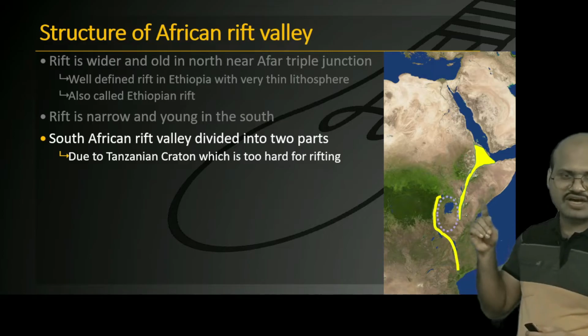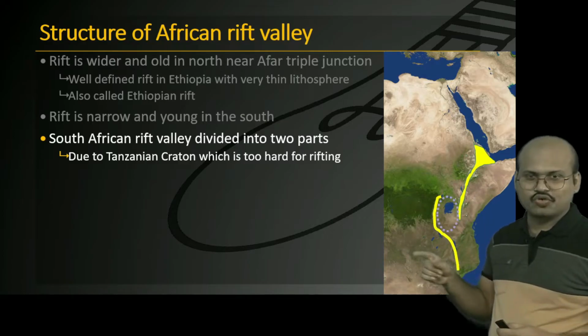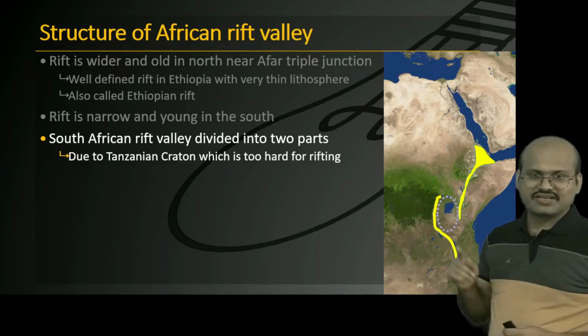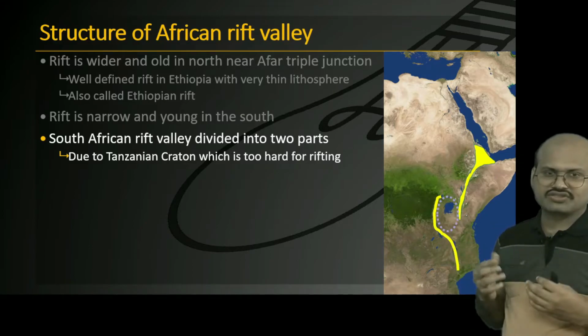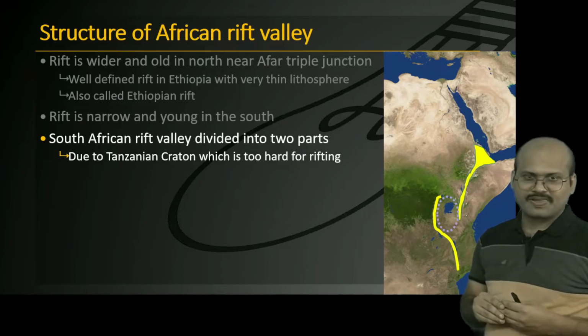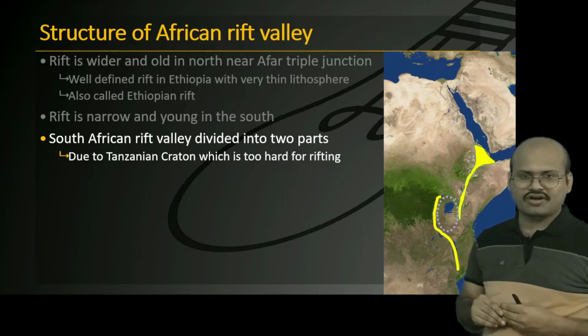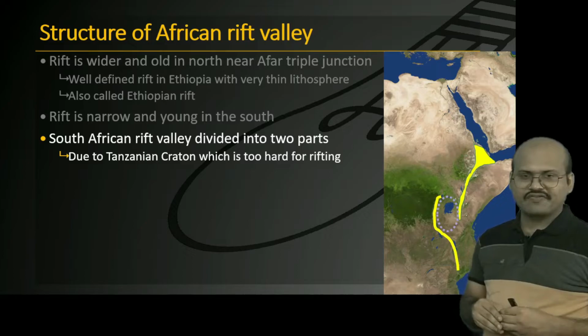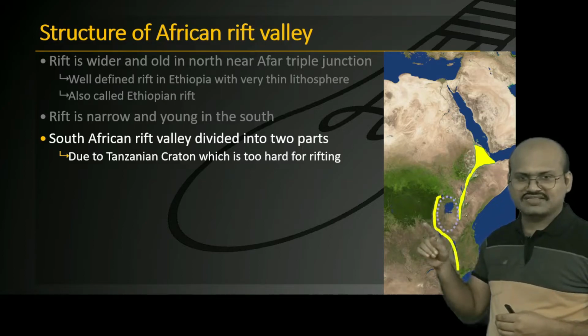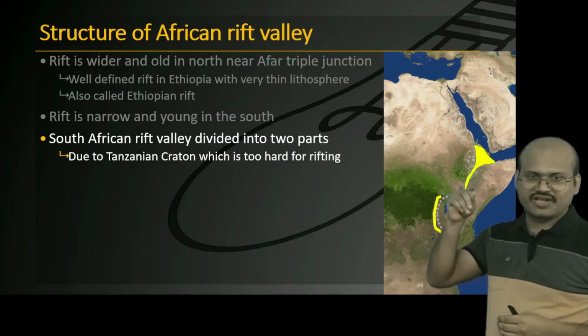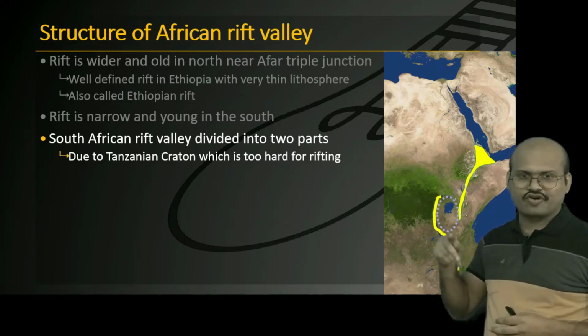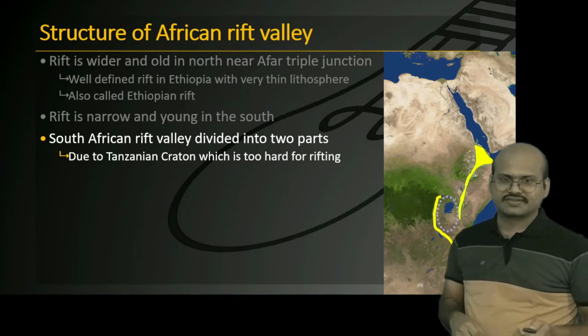Moreover, we see in the south that the rift is divided into two parts. It is believed that here there is a craton, the Tanzanian craton. Now cratons are the oldest rocks on our continents, and it is very difficult to subduct or divide them. Therefore it is believed that because of the existence of this craton, the Rift Valley could not pass through it, and therefore it got divided into two parts.